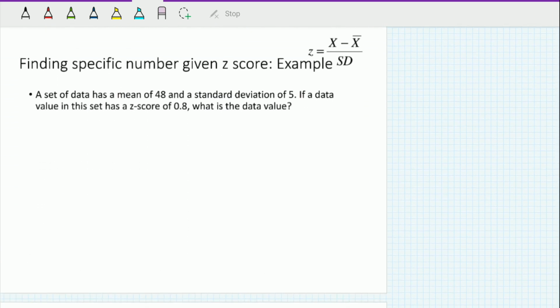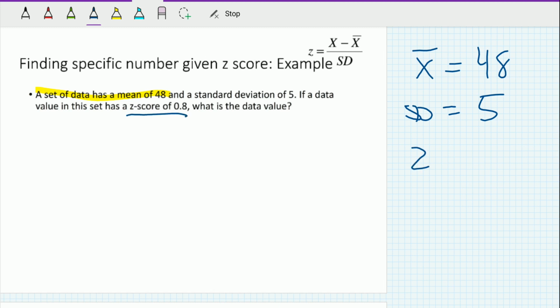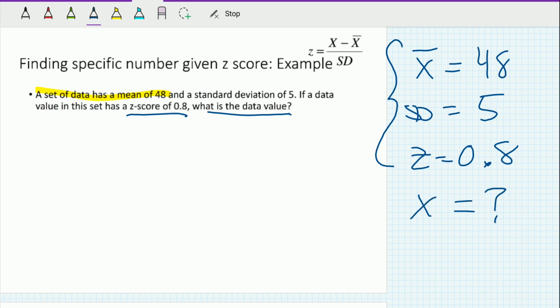Pause the video, see if you can do it by yourself. A set of data has a mean of 48. Okay, so that's the mean. Standard deviation of 5. If a data value in this set has a z-score of 0.8, what is the data value? If you notice, of the 3 values, the one that I'm missing is the raw score. And that's what the data value means.